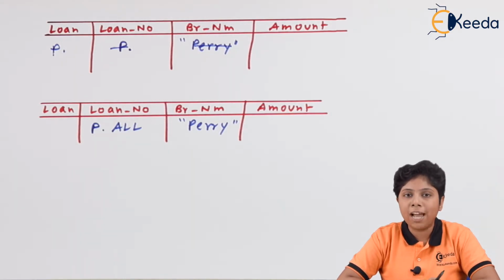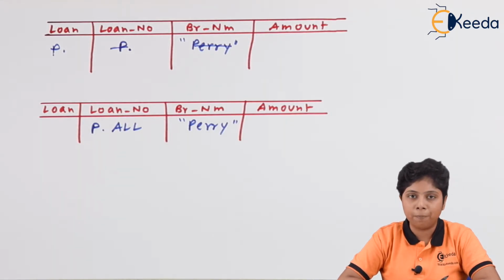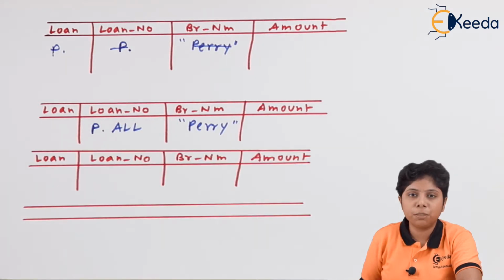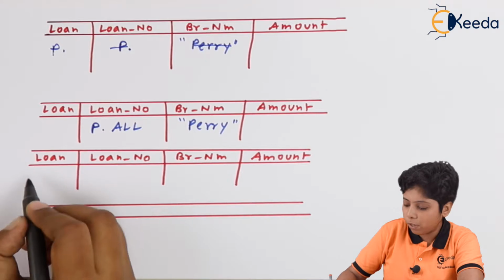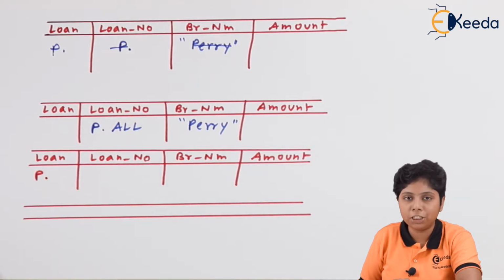Now we can also have some conditional checking this way. The entire relation will be considered again, and we can check that if the amount is greater than 700, then I want their loan number, branch name as well as the amount. So for that I need to perform this. Say I want to display all the attributes of the loan relation that has an amount greater than 700. So I need to write P. here to signify that I want all the attributes.